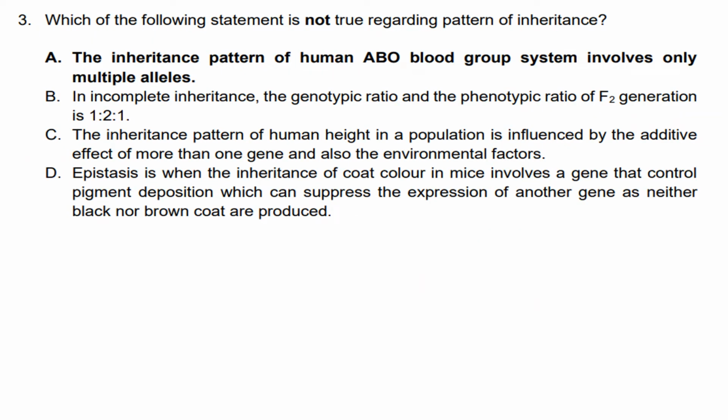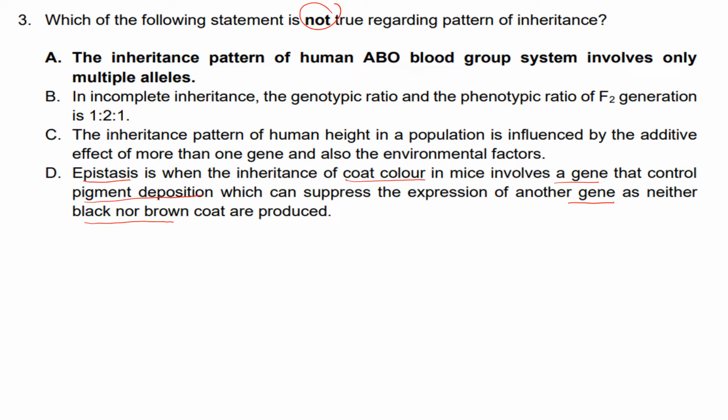Question 3. Which of the following statements is not true regarding the patterns of inheritance? So let's look at the choices. We are going to look at the last choice first, which is D. Epistasis is when the inheritance of coat color in mice involves a gene that controls pigment deposition, which can suppress the expression of another gene, so that neither black nor brown coat color is produced.